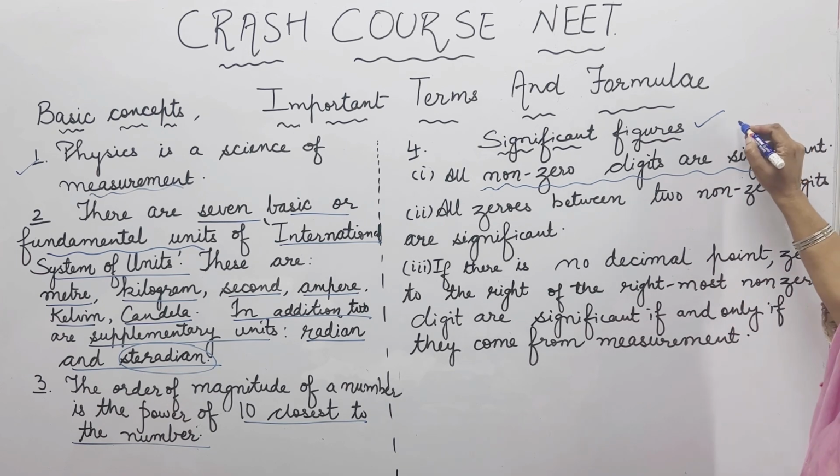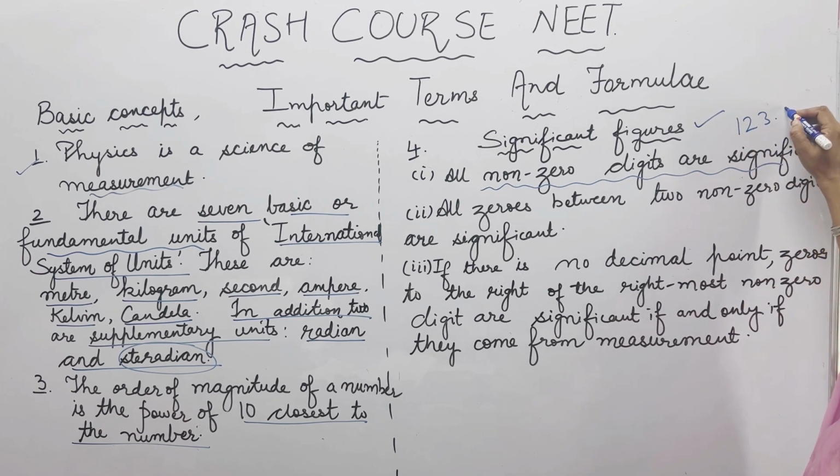For example, 123.47. This number contains all non-zero digits, so its significant figures are 1, 2, 3, 4, 5. So 5 is the number of significant figures.